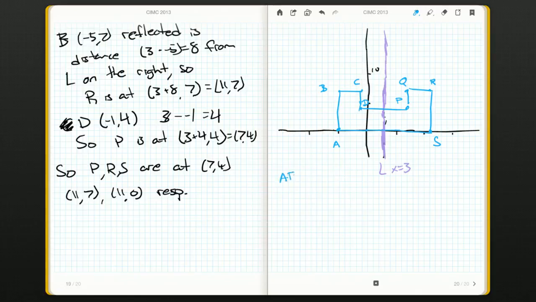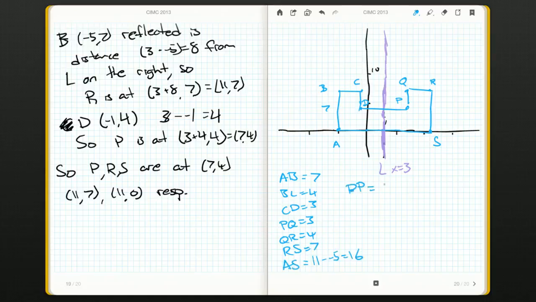So we know AB is equal to 7. BC equal to 4. I don't know why I'm still in blue. CD is equal to 3. PQ is equal to 3. QR is equal to 4. RS is equal to 7. AS is equal to, okay, so we're going from negative 5 up to 11. And DP is equal to, so we're going 7 minus negative 1, 8.